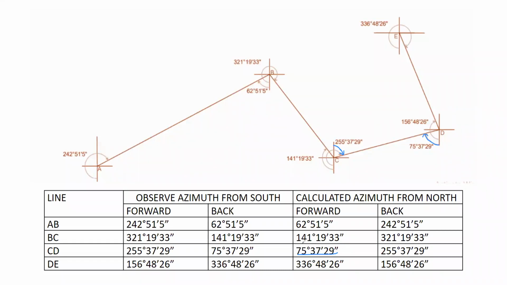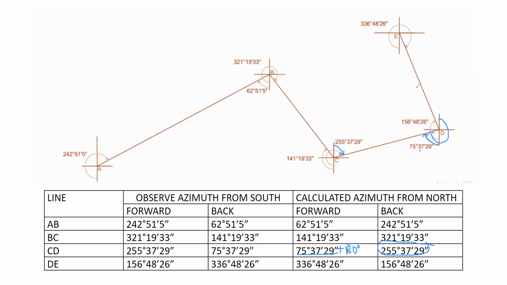Since this is less than 180 degree, magpa-plus tayo ng 180 degree para makuha natin yung back azimuth. So, ang back azimuth nito is from the north papunta doon sa line. So, eto yon. So, ano yung angle na to? So, we have 180 plus 75 degree, 37 minutes and 29 seconds, meron tayong nakuhang 255 degree, 37 minutes and 29 seconds. Okay?